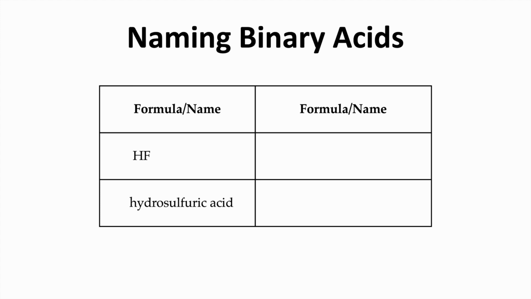So pause the video for a second and try writing the name for HF and the formula for hydrosulfuric acid. All right, let's check how you did. So HF, fluoride is the anion, so we use the root name fluor. Add hydro to the front, change the ending to IC: hydrofluoric acid. To go the other way, hydrosulfuric acid, we're looking at the anion from sulfur, so that's sulfide. Well, sulfide has a -2 charge, so we would need 2 hydrogens to cancel out the charge on sulfide. So H2S would be the formula for hydrosulfuric acid.